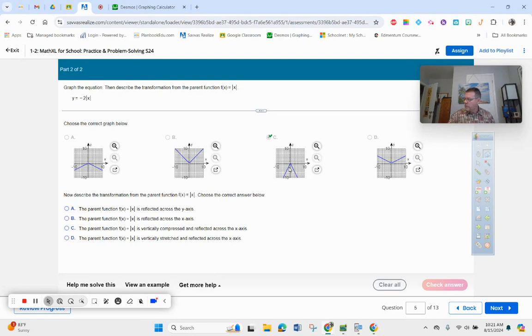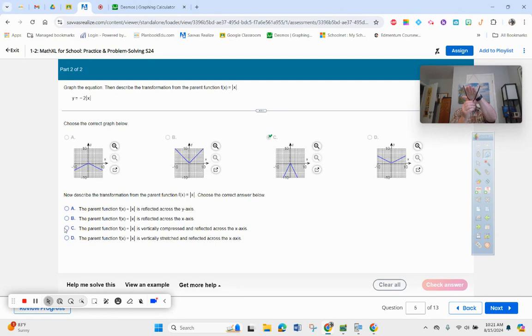Stretched. We talked about that in the lesson. So we see the reflected, no, not over the x or the y, it's over the x. It was vertical compressed and reflected over the x. Okay, very good. A vertical compression. Oh, no, I got that. I was about to mess that up, didn't I?